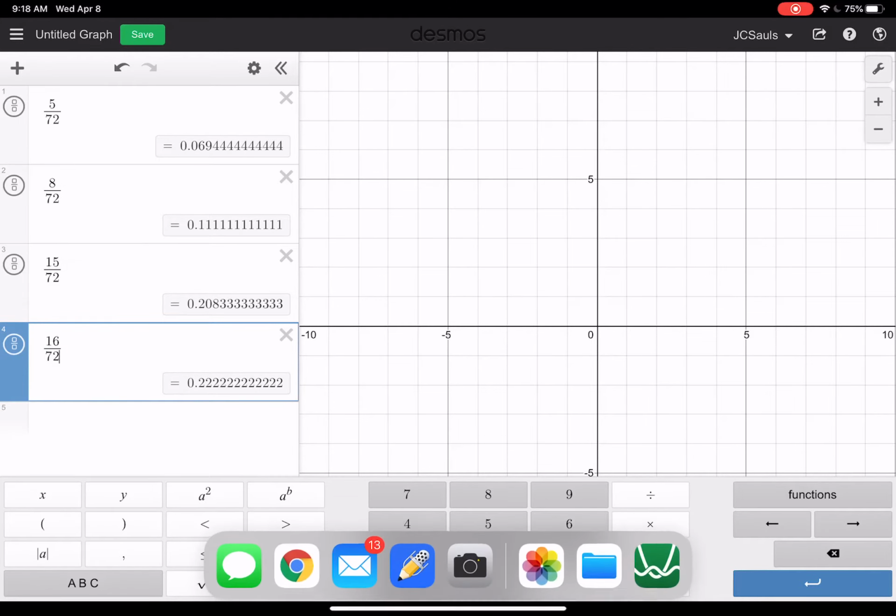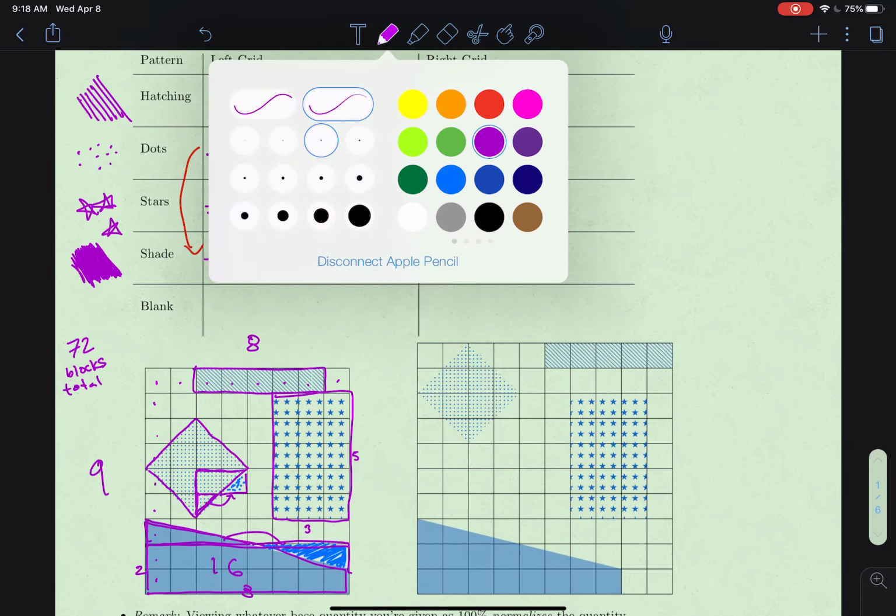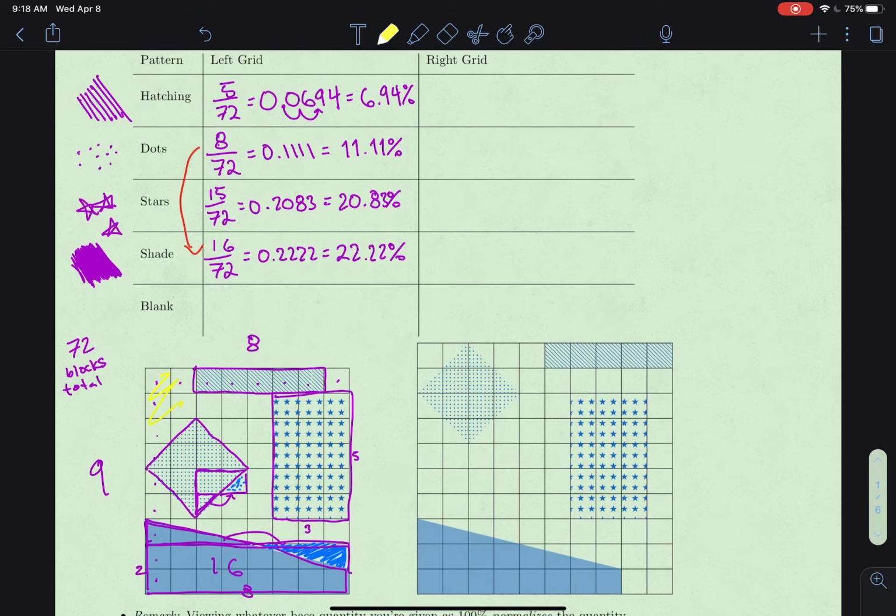Indeed. So that's the same as 22.22%. Great. Now to do the blank, we would need to count up how many squares are covered by all of this mass right here. And that is hard and annoying.